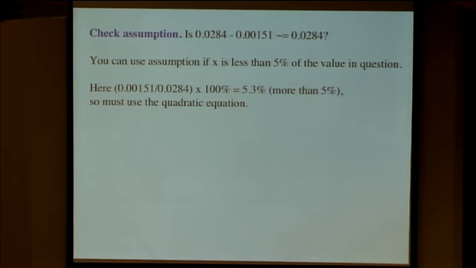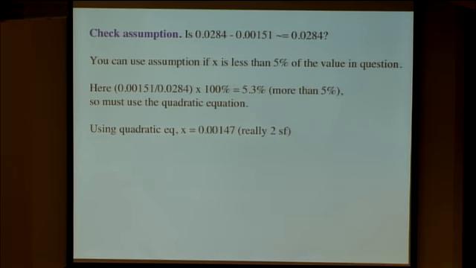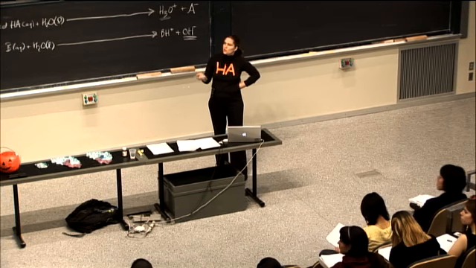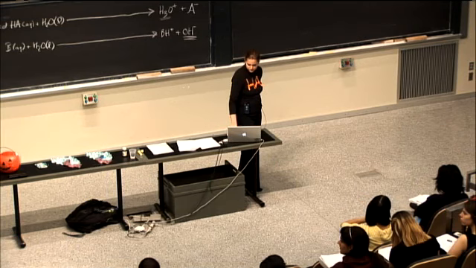So then you have to use the quadratic equation to solve the problem. I just want to note that this percentage can sometimes be called percent ionized or percent deprotonated, so that you're not thinking that's some kind of bizarre term if you see it. If you use the quadratic equation, you get an answer of 0.00147. Again, that's really two significant figures. So it's not a whole lot different than the number you got making the approximation.